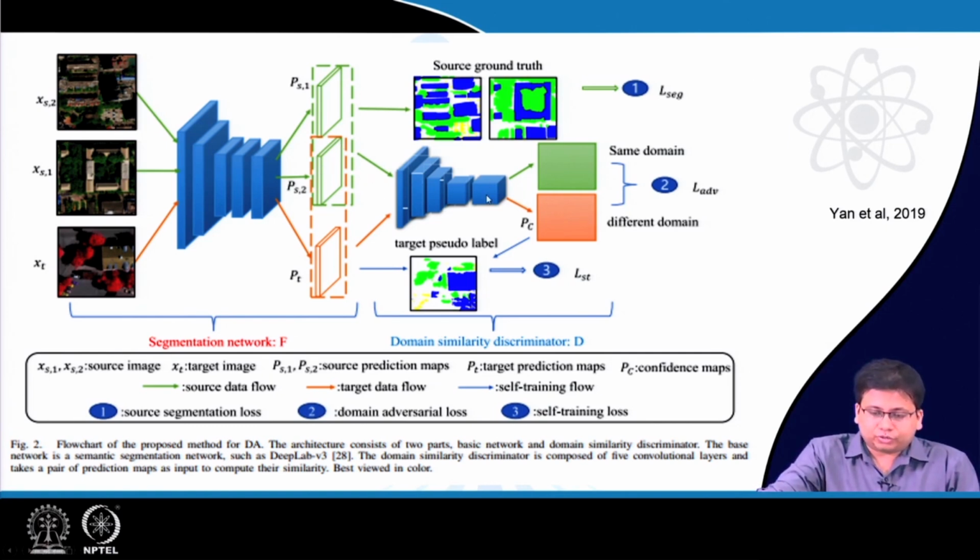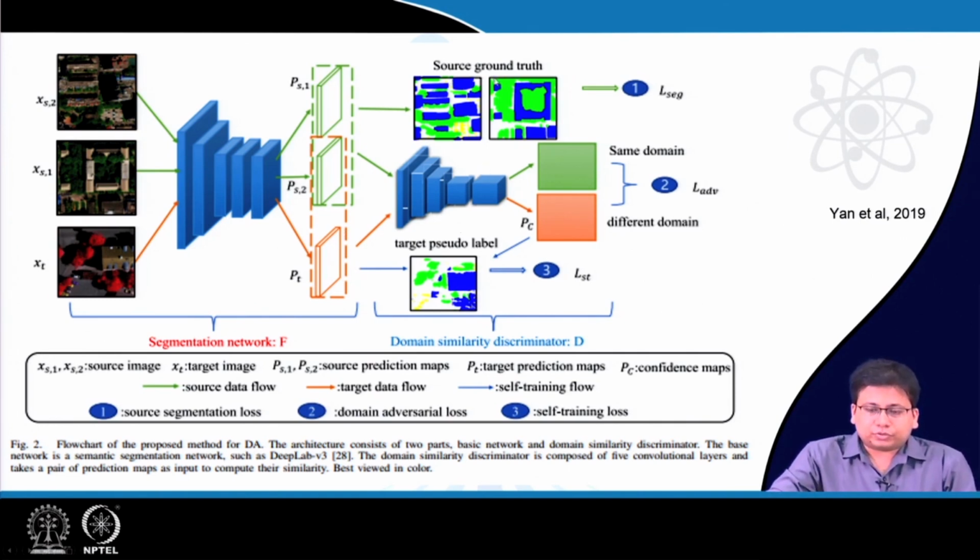So basically what this is trying to do is take the source segmented image and the target segmented image, and try to distinguish which is the source domain and which is the target domain, and accordingly it is trained. So finally, once this network has been properly trained, the outcome will be that the target image will be segmented as accurately as the source images themselves.